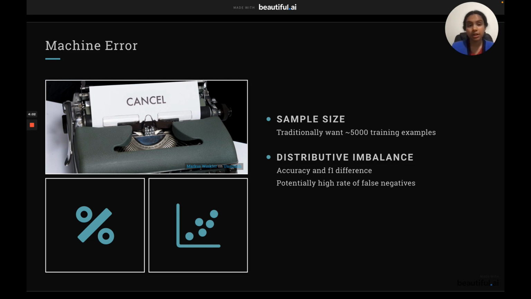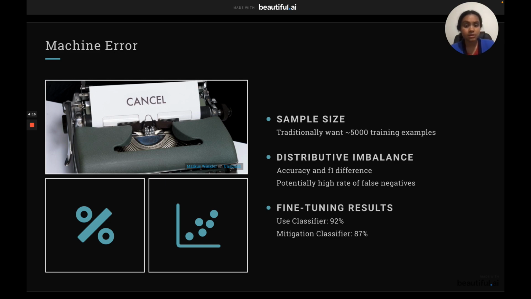To be able to better identify positive mentions, that is, a mention of a negative use case, we needed to emphasize the importance by weighting and biasing any of the positive use cases to have more effect in training. This allowed our fine-tuning results to then yield 92% for the use classifier and 87% for the mitigation classifier.